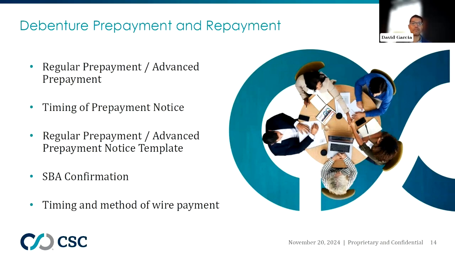Now, when do you submit this? You submit this for regular prepayment 5 days in advance of the payment date. For the advanced prepayment it is 5 weeks in advance of the next payment date.